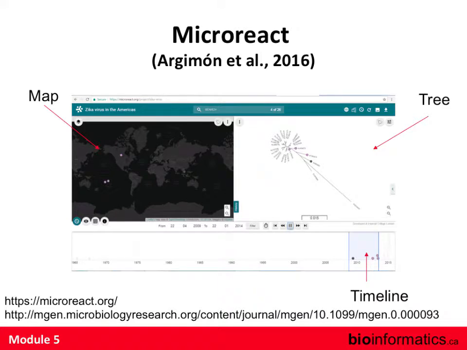And the basic idea behind MicroReact is that you have three panels, three different views of your data. Space, tree, time. And you can interact with each of these three panels in various ways. What you do in one panel can impact on what happens in the other panels. For example, if you have your geographic view of things, there's a little button here you can click to draw a polygon around the samples you really care about. Ooh, I love that. That'll be reflected in the tree that gets updated and in the timeline. So when you want to run Zika virus, the motion picture, it'll be focused on points that you selected.